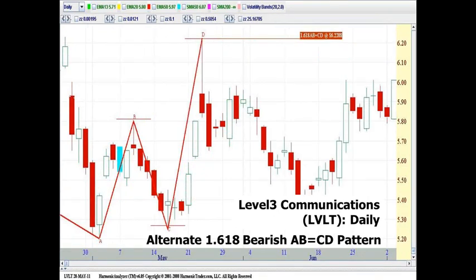On this chart of Level 3 Communications, we have another alternate 1.618 bearish AB equals CD pattern. In this case, the A to B segment is multiplied by 1.618 to arrive at the extended 1.618 AB equals CD pattern.